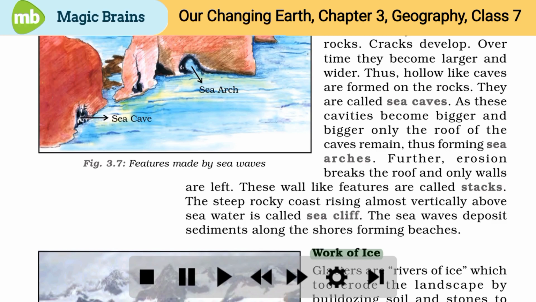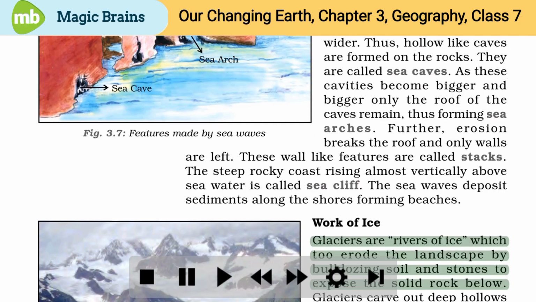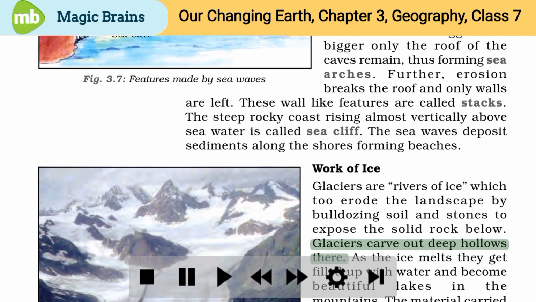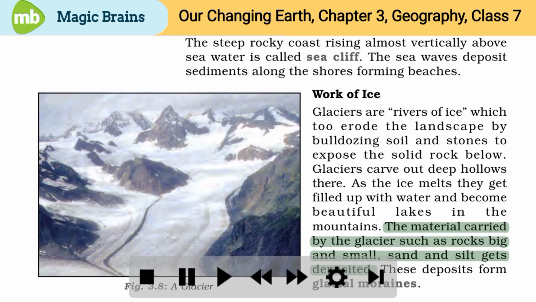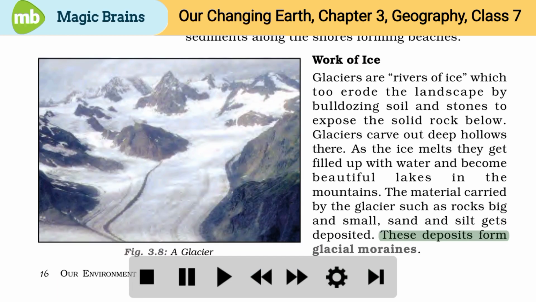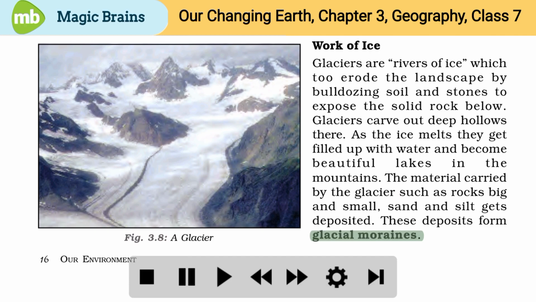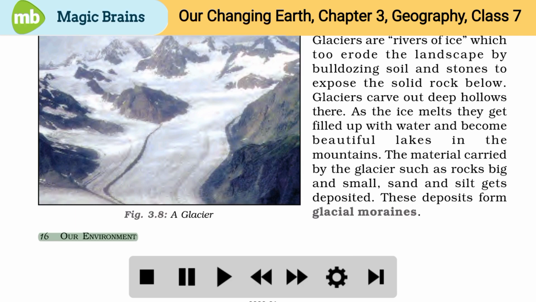Work of ice. Glaciers are rivers of ice, which too erode the landscape by bulldozing soil and stones to expose the solid rock below. Glaciers carve out deep hollows there. As the ice melts, they get filled up with water and become beautiful lakes in the mountains. The material carried by the glacier, such as rocks, big and small, sand, and silt, gets deposited. These deposits form glacial moraines. On the bottom left of the page, we have the picture of a glacier.